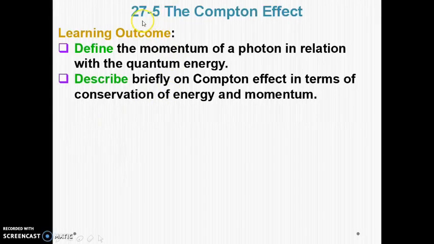Okay, so next we go into 27.5, the Compton effect. At the end of the lesson, the student should be able to define the momentum of the photon in relation with the quantum energy, and number 2, describe briefly the Compton effect in terms of conservation of energy and momentum.